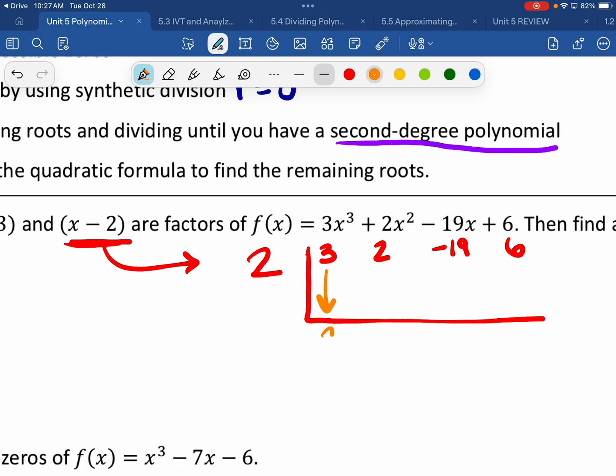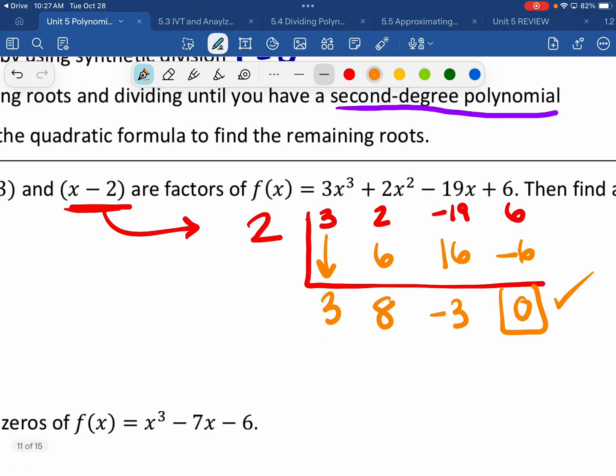So I'm going to drop 3 down. 2 times 3 is 6. 6 plus 2 is 8. 2 times 8 is 16. Negative 19 plus 16 is negative 3. And 0. So yay, so 2 works. So 2 is a factor. 2 is a 0. And x minus 2 is a factor.